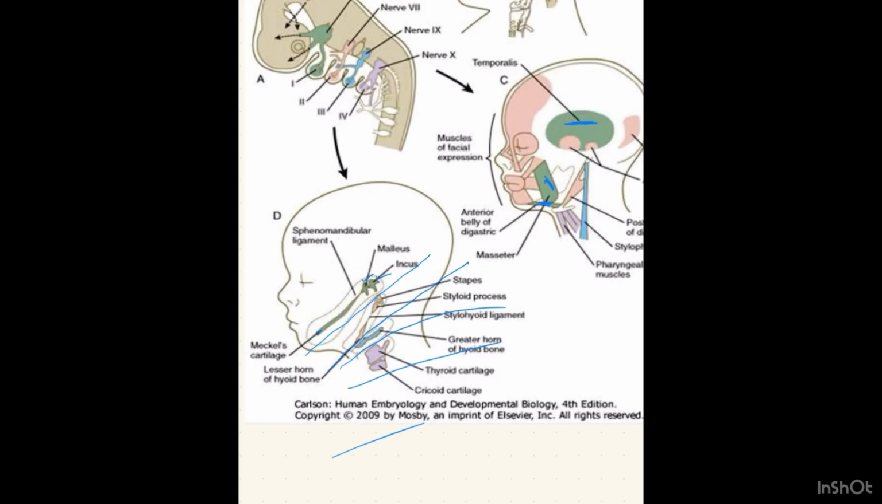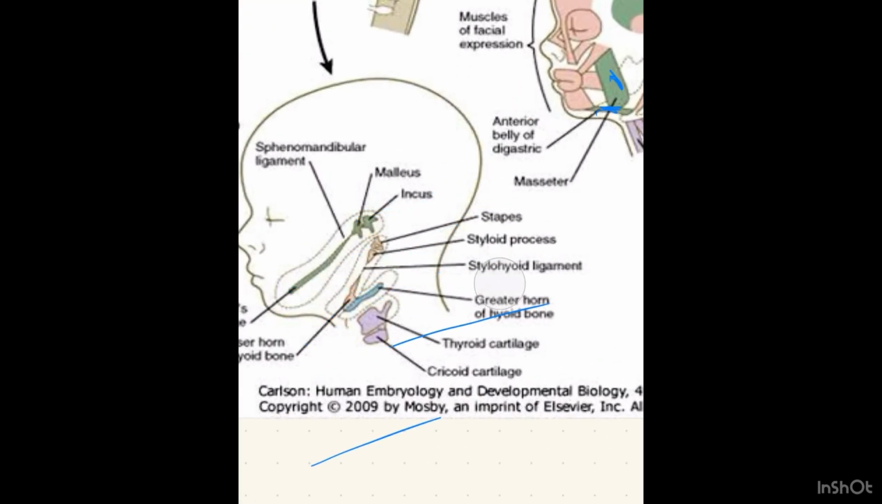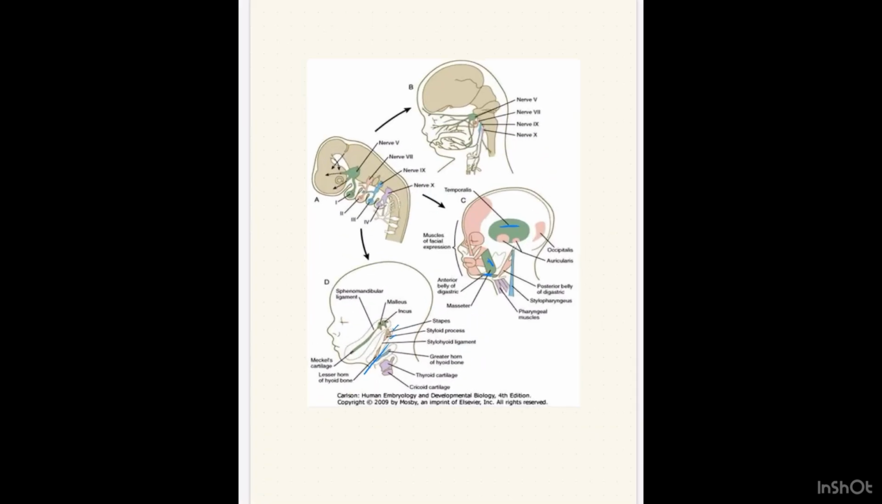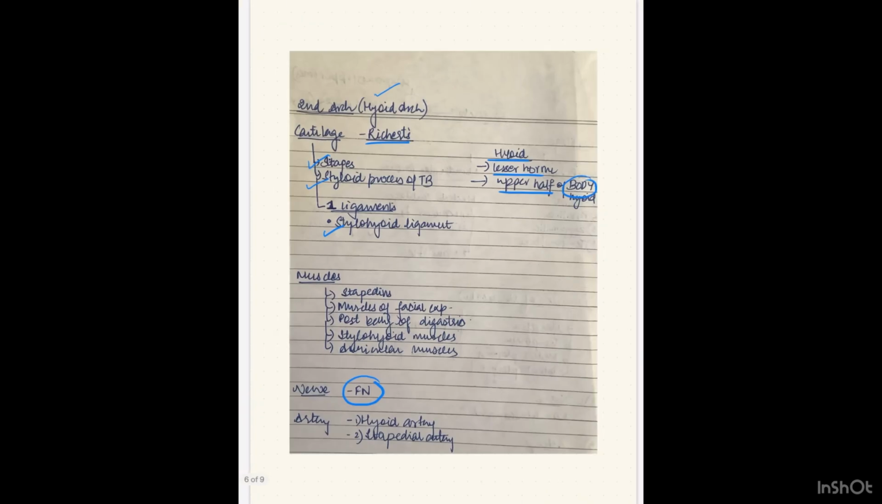The cartilage will be Reichert's cartilage. So since it is the hyoid arch, and we know the nerve is the facial nerve, so stapes, styloid process of temporal bone, stylohyoid ligament, and since it is the hyoid arch, so the lesser horn and the upper half of the body of hyoid. So only the upper half. See here, this is the hyoid bone, and only the stapes, styloid process, and upper half of the body of hyoid are developed from the facial nerve 7. Then looking at the muscles, we have stapedius, muscles of facial expression, posterior belly of digastric. Anterior belly of digastric was in first arch.